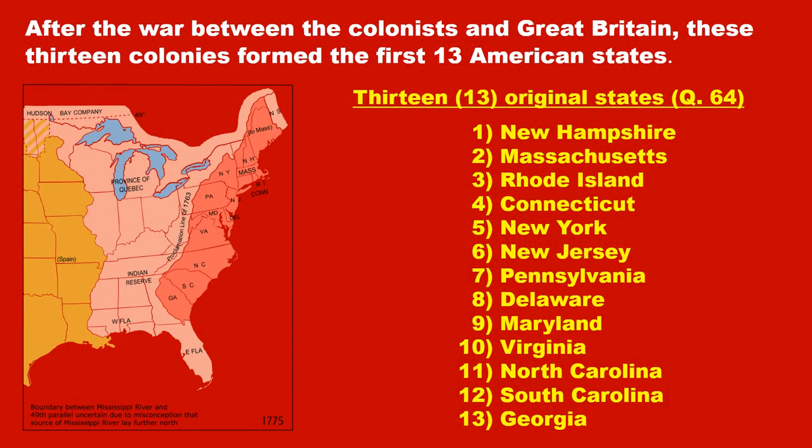After the war between the colonists and Great Britain, these 13 colonies formed the first 13 American states. The 13 original states were New Hampshire, Massachusetts, Rhode Island, Connecticut, New York, New Jersey, Pennsylvania, Delaware, Maryland, Virginia, North Carolina, South Carolina, Georgia.